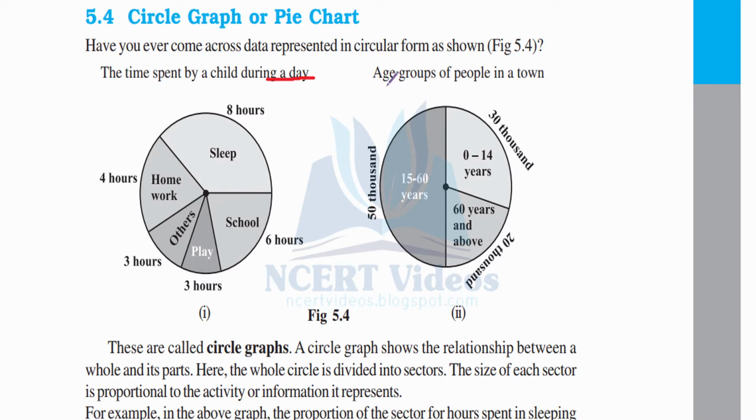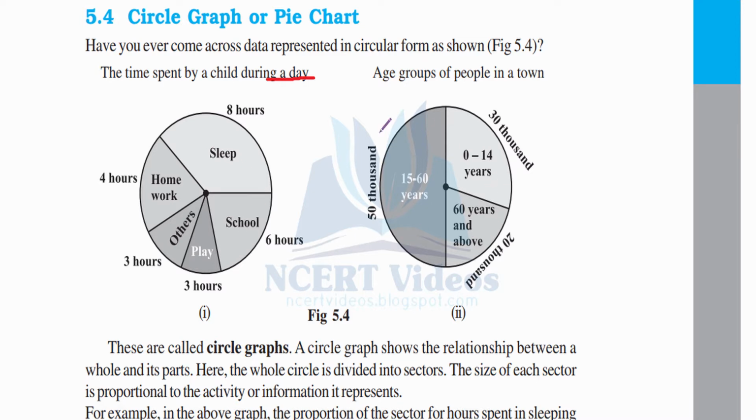Take another example. Age group of people in a town. The information we get from this representation of this circle graph is this. There are a total of 50 plus 30, 80, and 20, 1 lakh people in a town. Out of them, 50,000 people are aged from 15 to 60 years, and 30,000 people fall under the age group of 0 to 14 years. Similarly, 20,000 people fall under the age 60 and above.